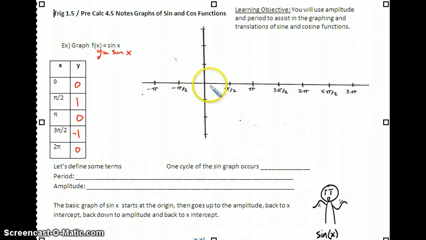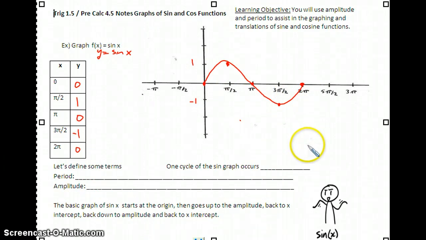So if we plot these, this is what our graph is going to look like. Here's 0, 0. Here is pi over 2, 1. Pi, 0. 3 pi over 2, negative 1. And this is going up to 1. This is going down to negative 1 here. And then finally back to 0. The graph is going to be this S-like shape in terms of this smooth curve. It is a curve. It is not pointed.